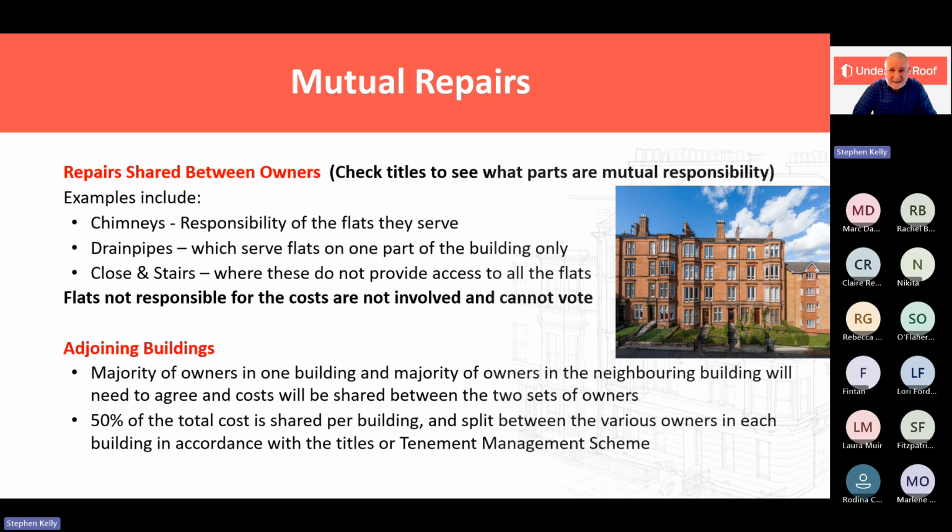They may well have access to the back court. So they don't have access to the close, but have access to the back court, they'd be responsible for paying their share of repair if you're repairing a bin shelter, for talk's sake. Okay. But the bottom line for mutual repairs is you have to really look at your titles and see what parts of that are classified as mutual responsibility.